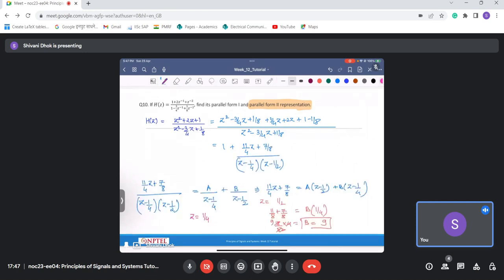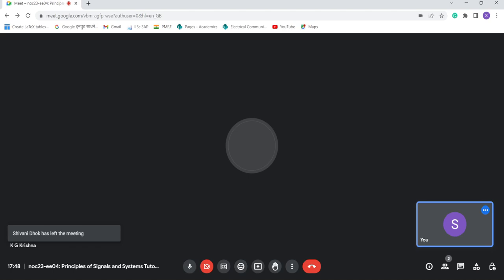So what I have is 11 by 16 plus 14 by 16 is equal to a into z minus 1 by 2, 1 by 4 minus 1 by 2, so that comes out to be minus 1 by 4. So this is basically equal to a equal to minus 25 by 4.